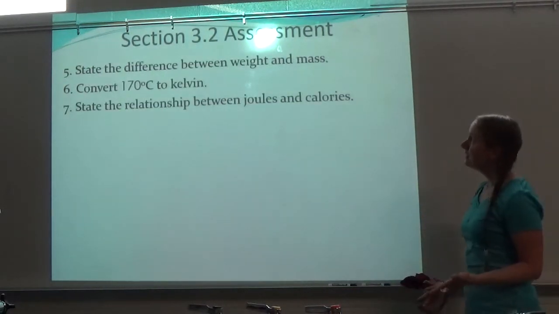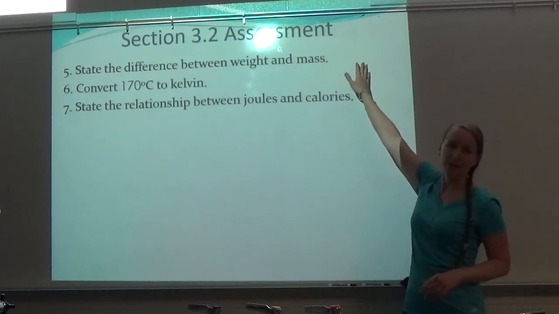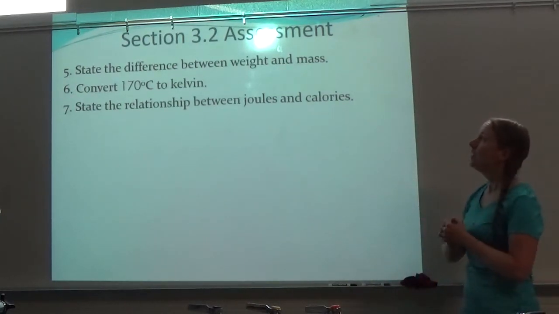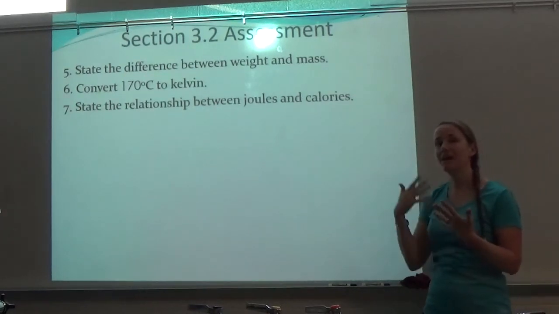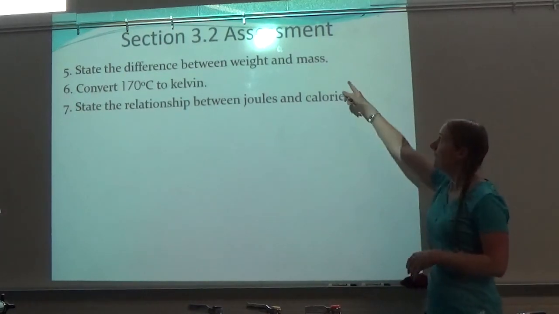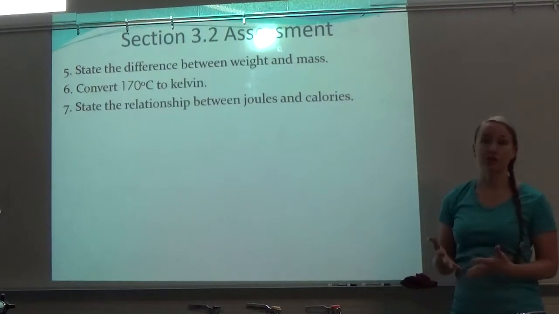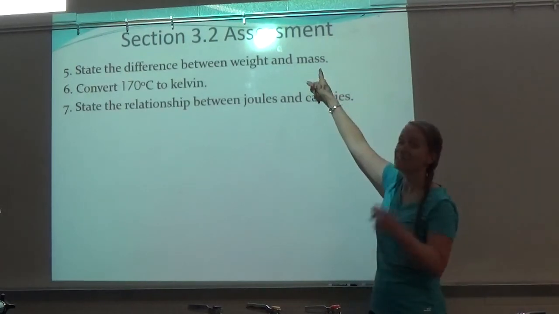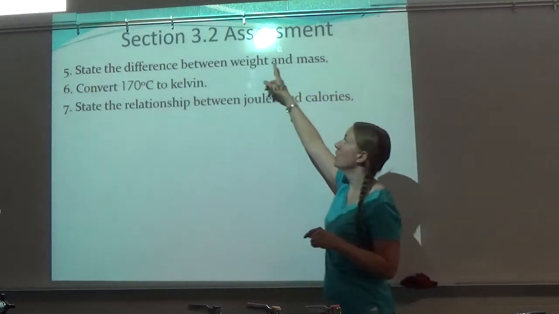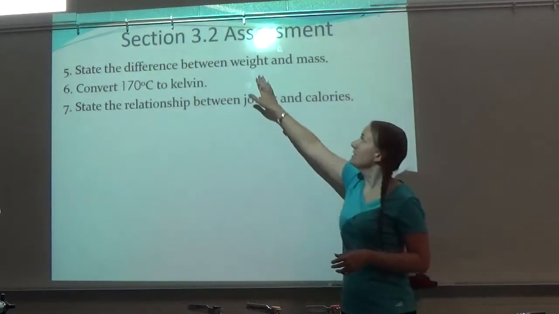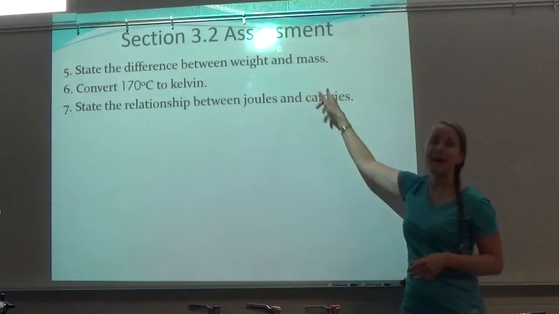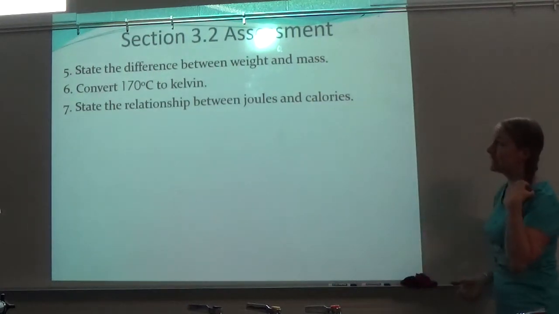So it says state the difference between weight and mass. Since I don't have a lot of room, I'm just going to say it. Weight is based on gravity. It's your mass times the gravitational pull. Mass is just the amount of matter something contains. So in other words, mass does not change with location. Weight changes if the gravitational field changes. Okay, so weight is based on gravity. Mass is just the amount of matter something contains.